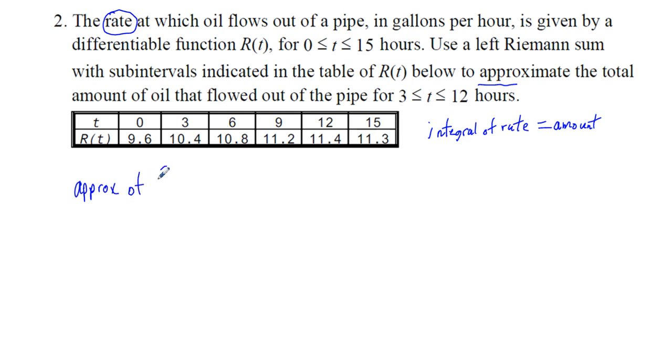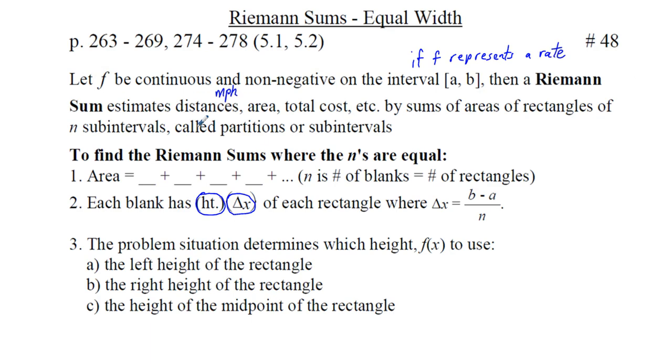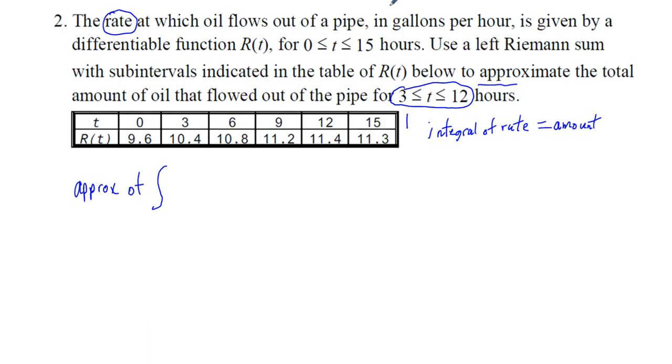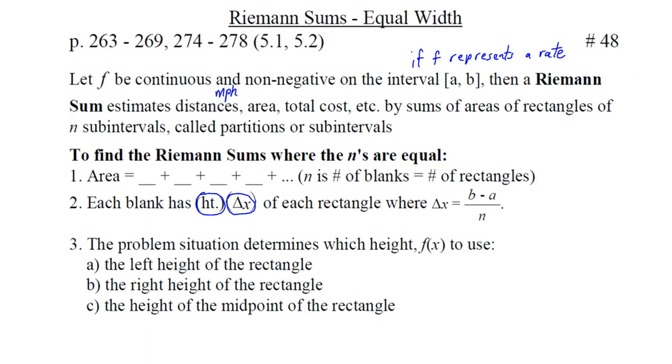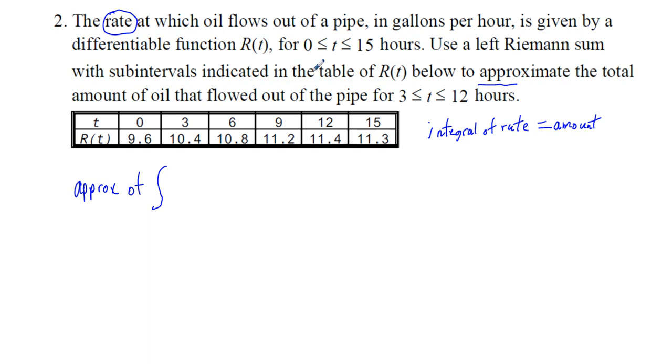And again, we have the interval between 3 and 12. So this becomes our, remember we had this over here, the interval from A to B, remember that? So we're going to call these A and B respectively. Okay, and here along the table, A shows up here at 3 and B at 12.